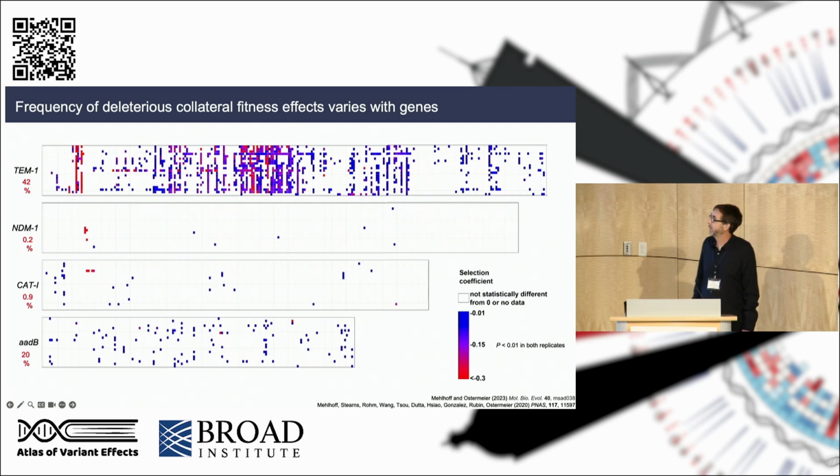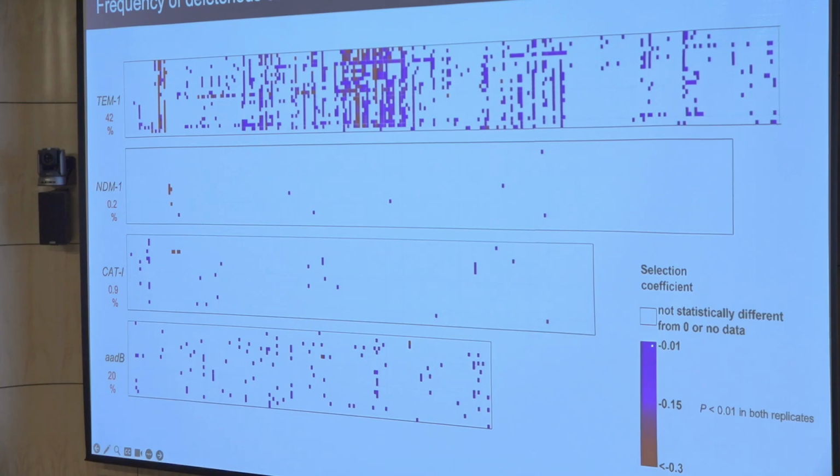And you can see that, I apologize, I've changed the coloring scale here. What we're showing is where we see a statistically different growth effect from wild type, and we only see deleterious effects in all these experiments. So mild deleterious effects are here, from a 1% decrease in growth rate down to a greater than 30% decrease in growth rate.